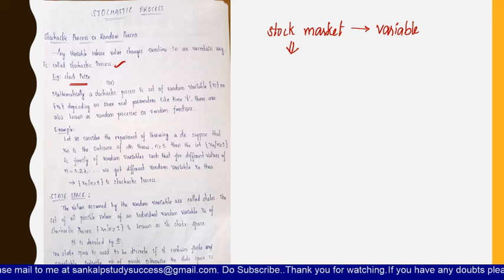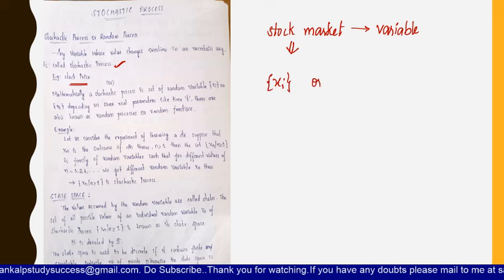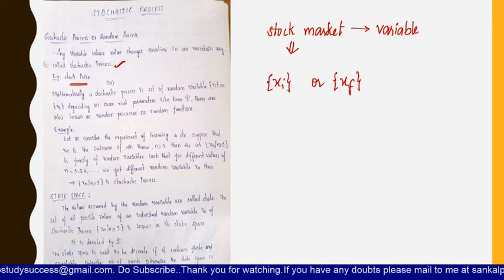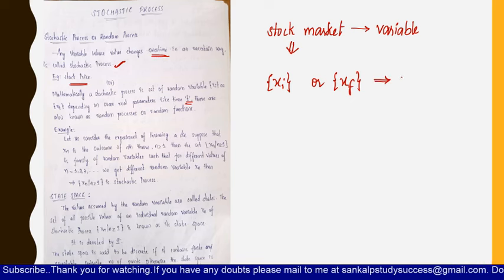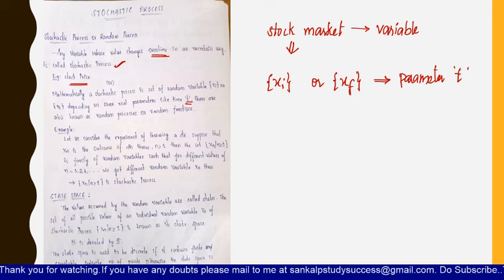Also, mathematically, a stochastic process is a set of random variables. You can denote it by X_i or X_t. These depend on some real parameter like time t. Just now we have learned that over time the value of the variable changes, so these variables depend on the parameter t, that is nothing but time. This stochastic process is also known as a random process because the values change randomly.